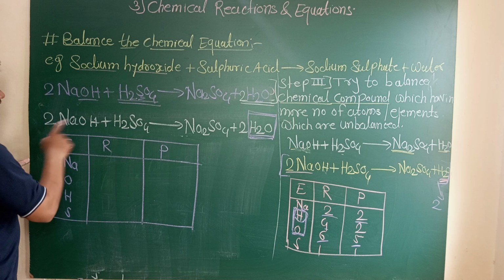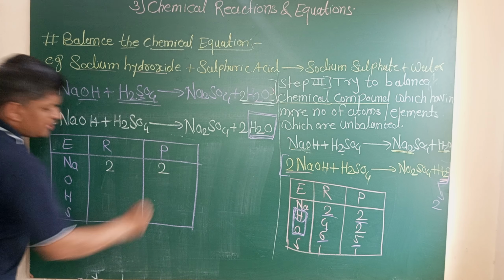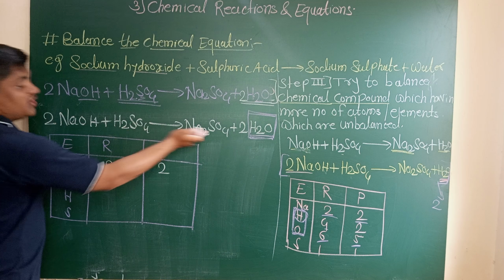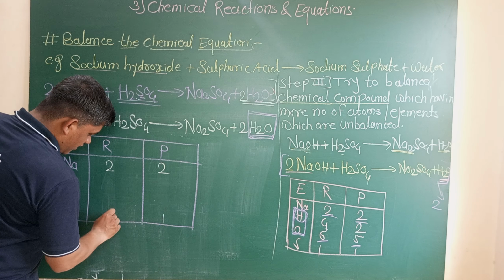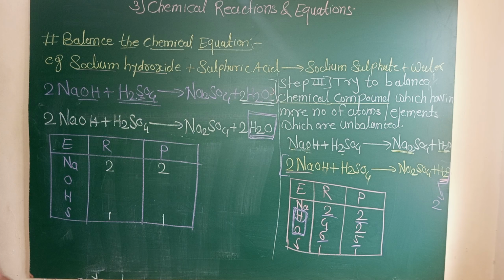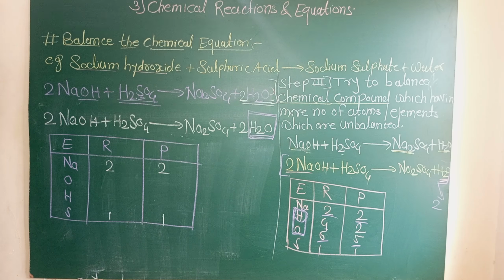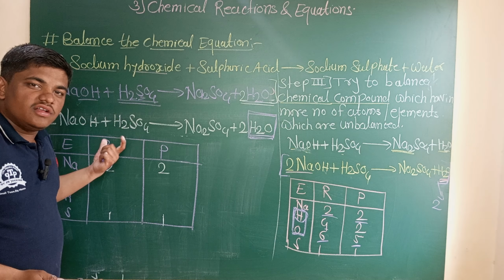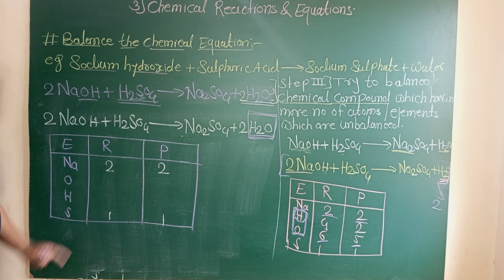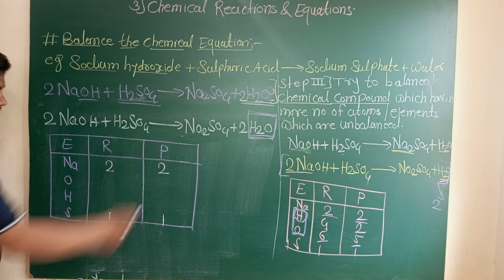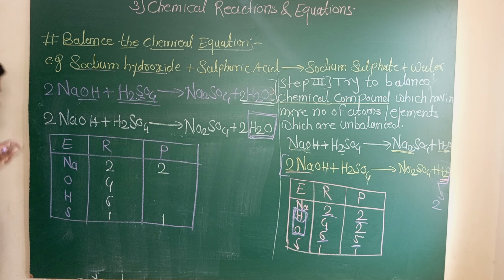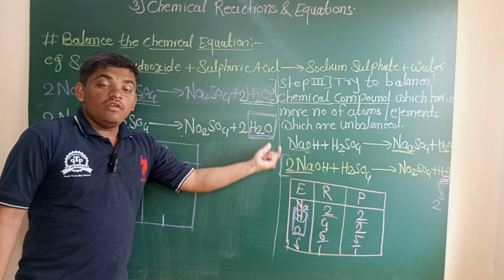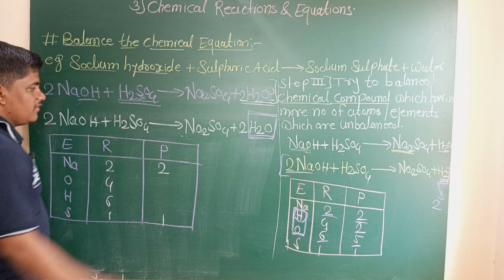How many sodium atoms in reactant and product? We didn't disturb the sodium atom, so they are the same as the previous time. And we didn't disturb the sulfur, so sulfur is the same. But we disturbed the number of hydrogen and oxygen atoms in the product. We didn't disturb anything in the reactant, so the number of atoms of each element in the reactants is the same as the previous table, that is 4 and 6. Now we just multiplied 2 to the water molecules in the product.